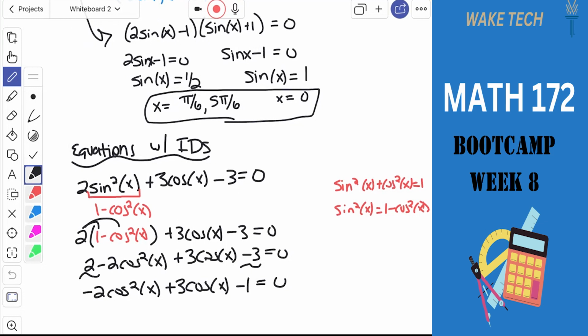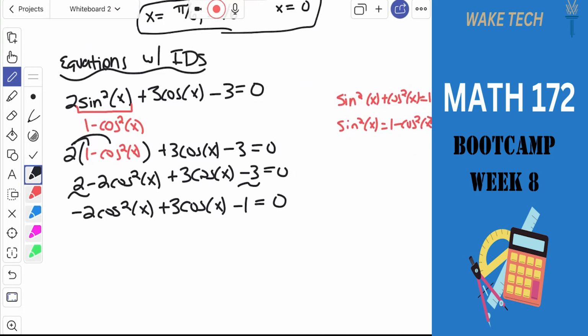And then again, we're at a point where we would like to factor this. It's really not ideal to factor if the leading coefficient is negative. So what I'm going to do next is to multiply the entire equation by -1 to get rid of that. But cool, now we're there. If you want to make a substitution, we did that in the last one. That's another tool that you have at your disposal. You can make a substitution there.